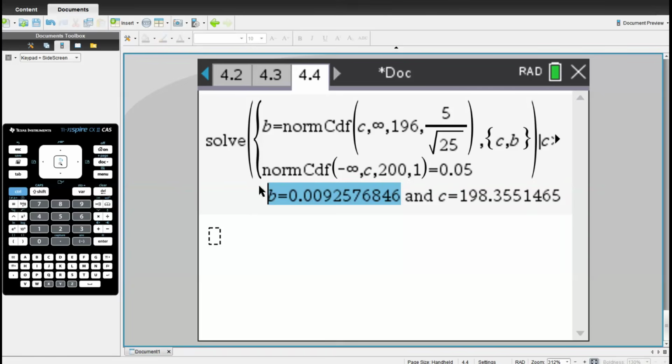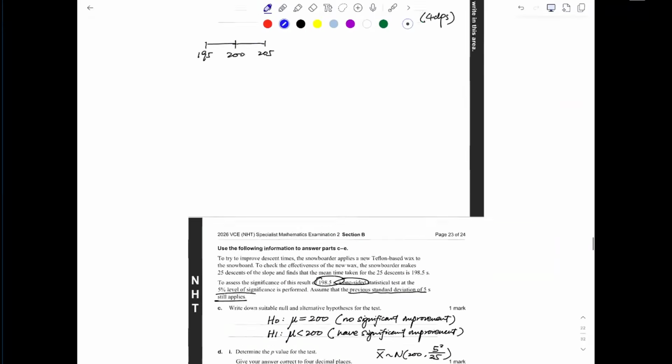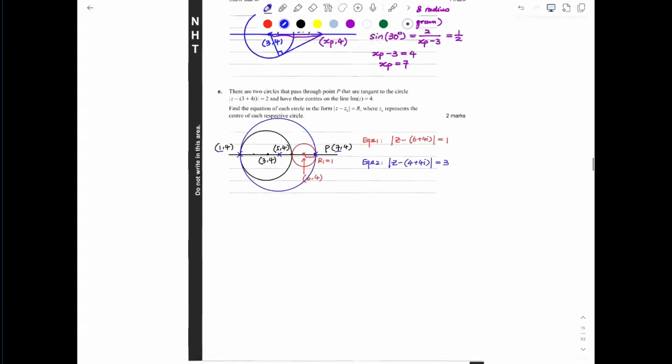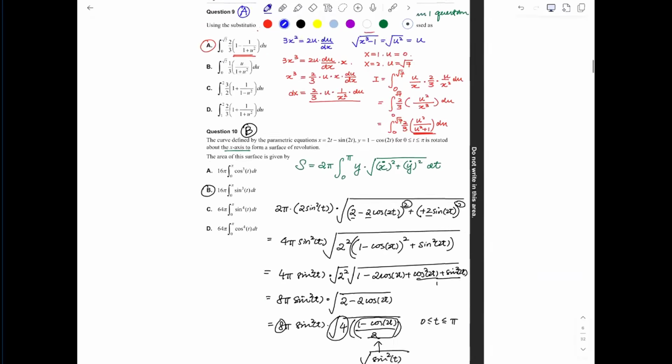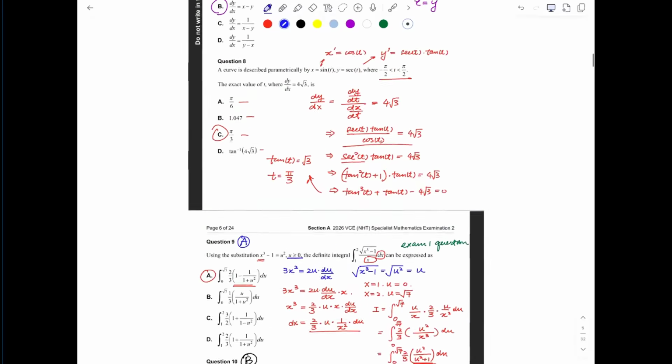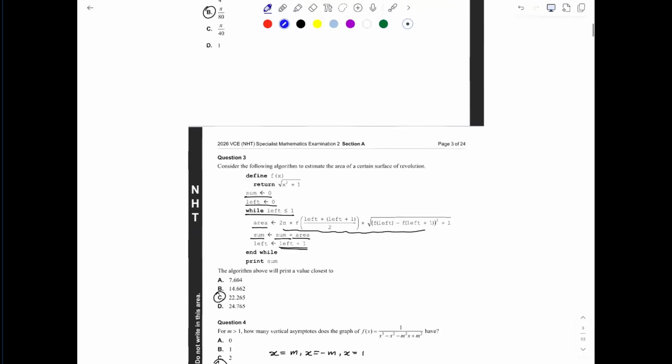But anyway, yep, this is pretty much everything I need to work through for this recent NHT Specialist Maths Exam 2, together with my analysis of the multi-choice questions. Hopefully you will get prepared towards the end of the year, the November Specialist Maths exam as well.